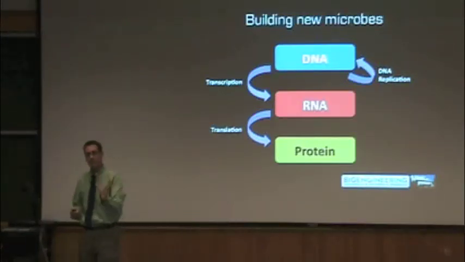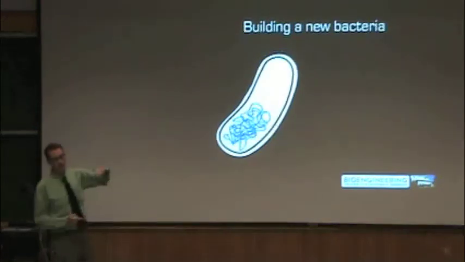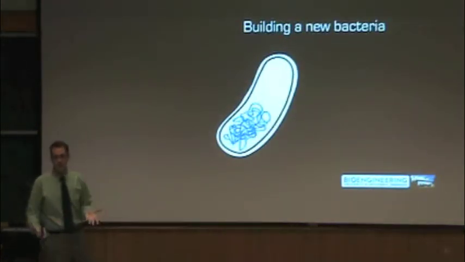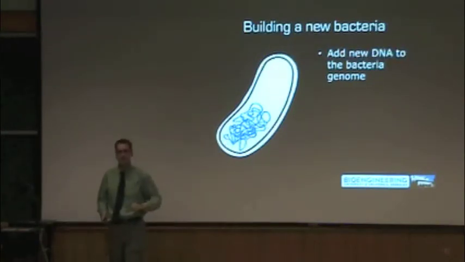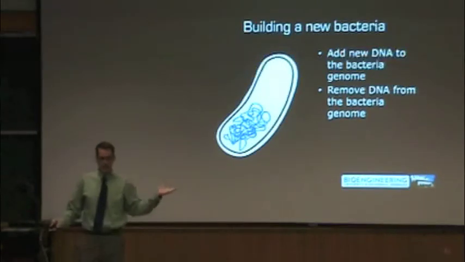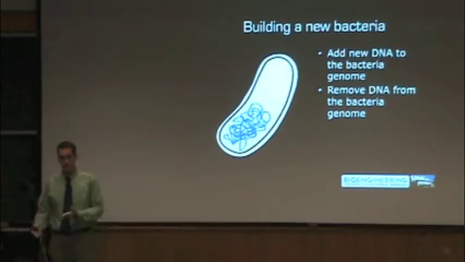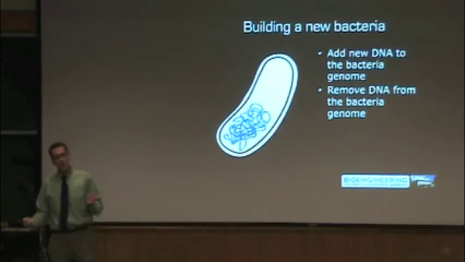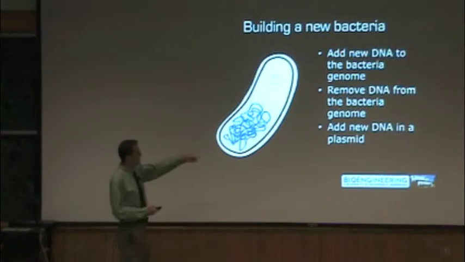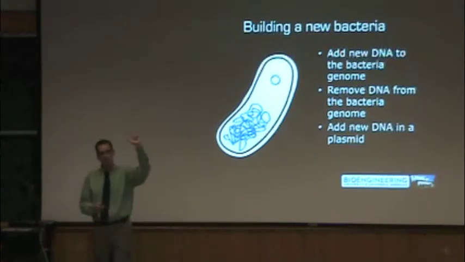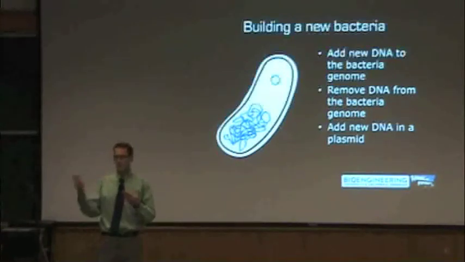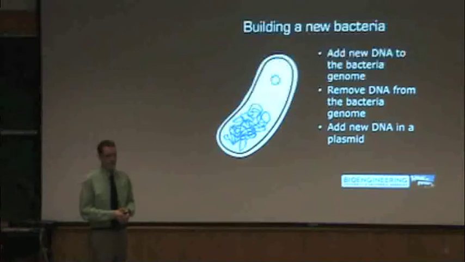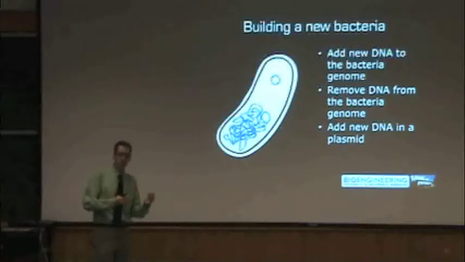So let's take an example of a specific situation that I might have. I want to build a new bacteria. Well, I want that bacteria to be making new stuff. So I could add new DNA to the bacterial genome, which is the blue squiggle. I could also remove DNA from the bacterial genome, basically, so it's no longer making something, which will also alter its behavior. I can also, thankfully, because this is very handy, add new DNA in a plasmid, which is a little tiny ring of DNA. It's self-sufficient, and it's capable of producing mRNA, which produces proteins, just like the genomic DNA can. The nice thing about plasmids is they're usually easy to sort of pass around from bacteria to bacteria.